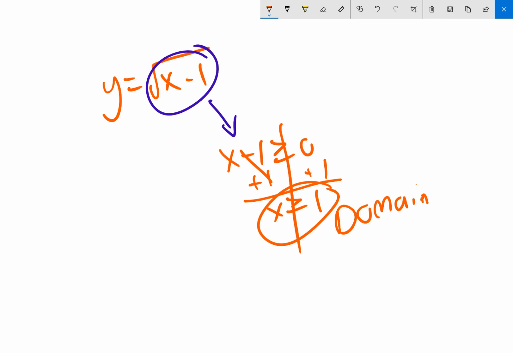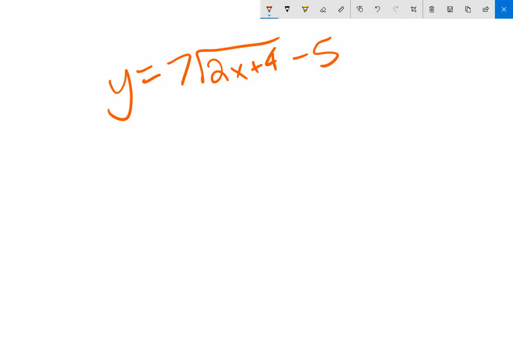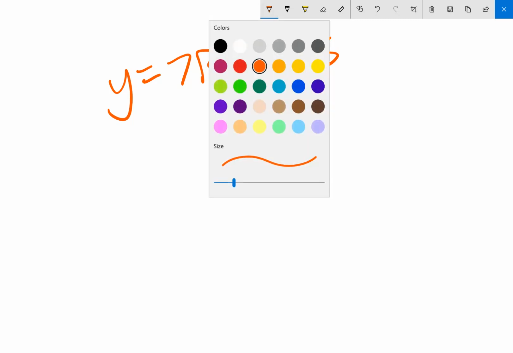But all you really have to do to solve it is take what is underneath the radical, set it up the same way every time, which is greater than or equal to 0. Once that's happened, you're good to go. So number 2 is the same thing, but it's a little bit more fancy. y equals 7 square root of 2x plus 4 minus 5. So keep in mind what I said in the last problem is the same thing here.